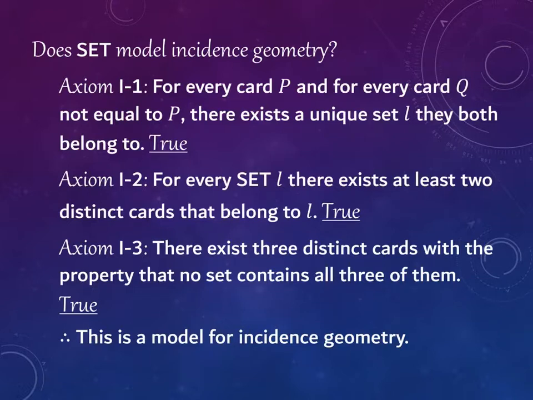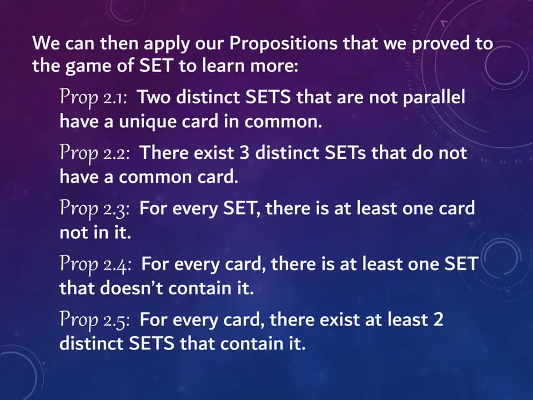Because it worked, what we did last time is we had some propositions. I proved 2 of them, and then you proved 3 of them on your homework. Does that sound right? So there were 5 propositions that resulted from those axioms. And if we have a model, which we now do, then those axioms will automatically mean that those propositions hold as well. So here's what's the deal. We can apply the 5 propositions that we proved to the game of set to learn more about the game of set.